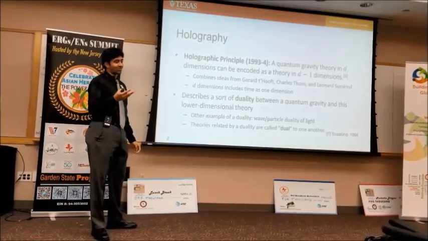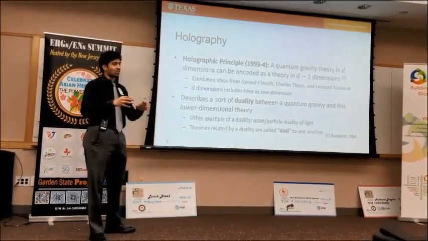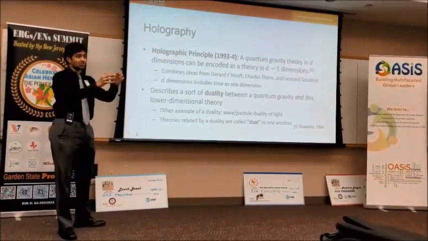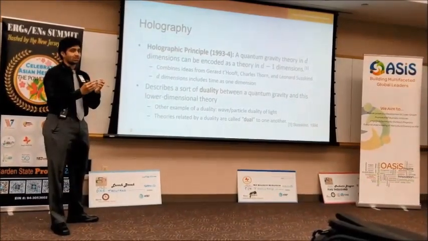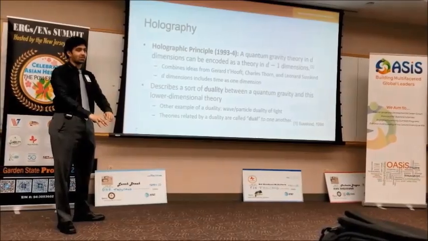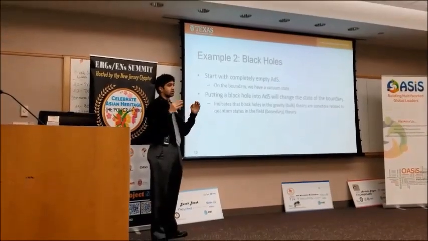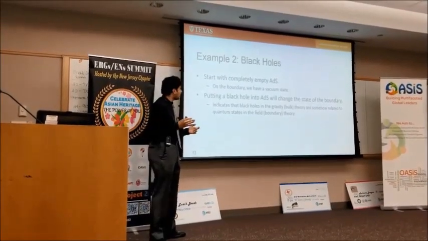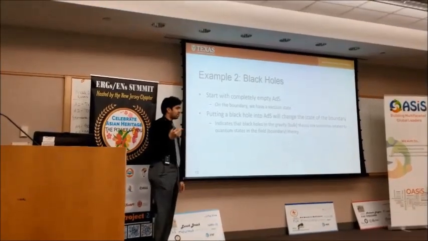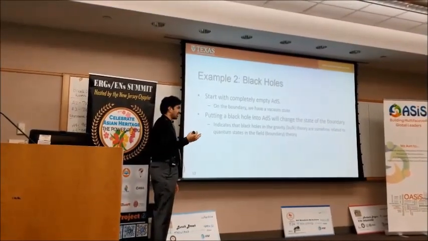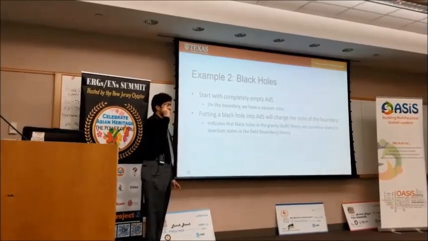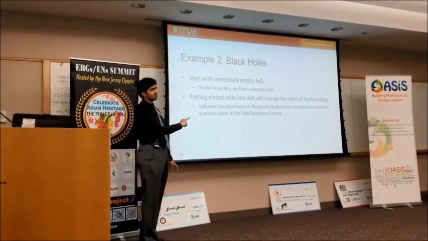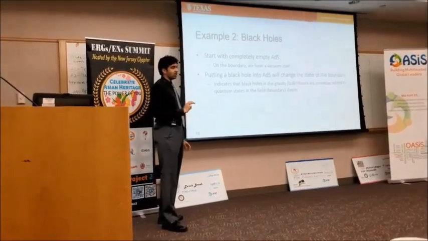A hologram in a way takes a two-dimensional image and turns it into a three-dimensional image, and all of the information of that three-dimensional image is contained on your two-dimensional surface. From being just a vacuum state to something, that indicates to us that black holes need to be related to quantum states in the boundary theory somehow. There's something there. That's not quite an explicit entry into the dictionary, but there's something there.